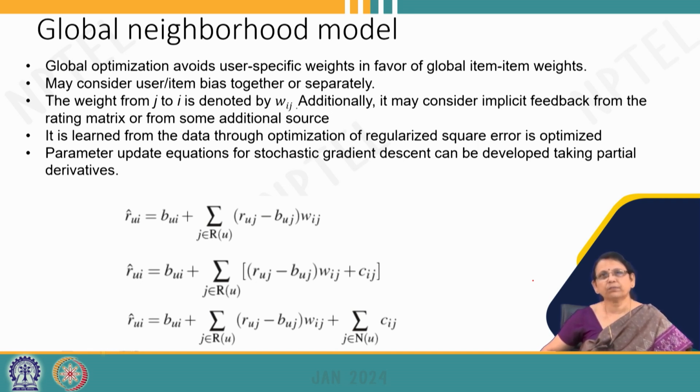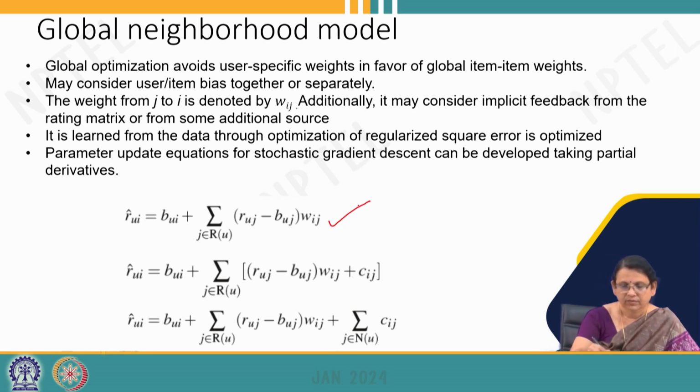Now, all these parameters it tries learning from the data, and the parameter update equations are supposed to be developed as we have discussed in the earlier lecture, and we can use stochastic gradient descent with respect to those equations, the concept of stochastic gradient descent, and slowly update the values. Now, this is what we have been talking.